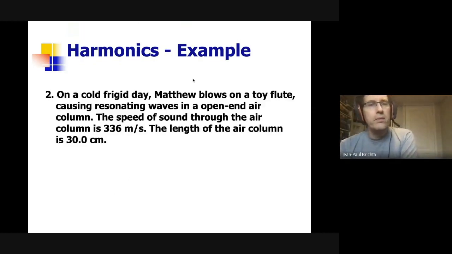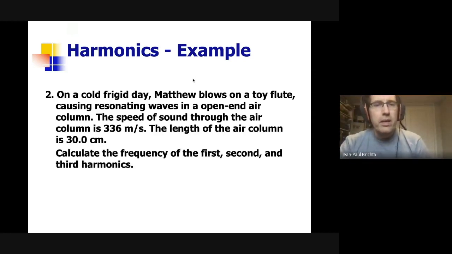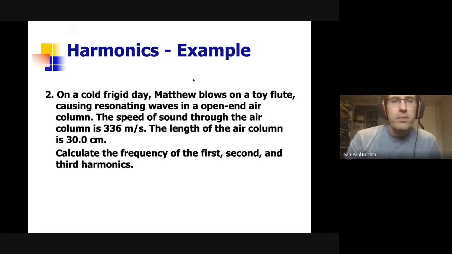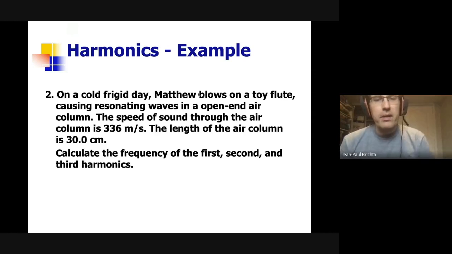Okay, so let's just look at another example. On a cold, frigid day, Matthew blows on a toy flute, causing resonating waves in an open air column. The speed of sound through the air column is 336 meters per second. The length of the air column is 30 centimeters. Calculate the frequency of the first, second, and third harmonics. All right, that doesn't sound so bad, because we have the length, we have the speed of sound, and all we need is the frequency. I think we can do this.